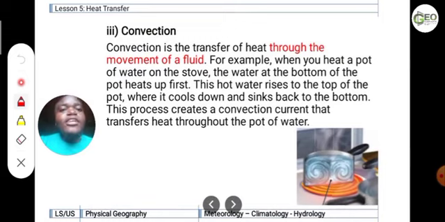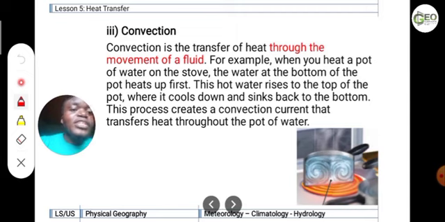Away from that, let's look at convection. Convection is another interesting way by which heat can be transferred vertically. Convection is a transfer of heat through the movement of fluid. For example, when you heat a pot of water on a stove, the water at the bottom of the pot heats up first. This hot water rises to the top of the pot, where it cools down and sinks back to the bottom. This process creates a convection current that transfers heat throughout the pot of water.